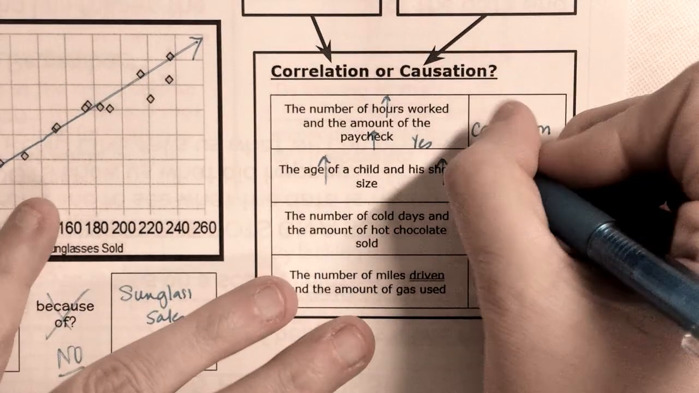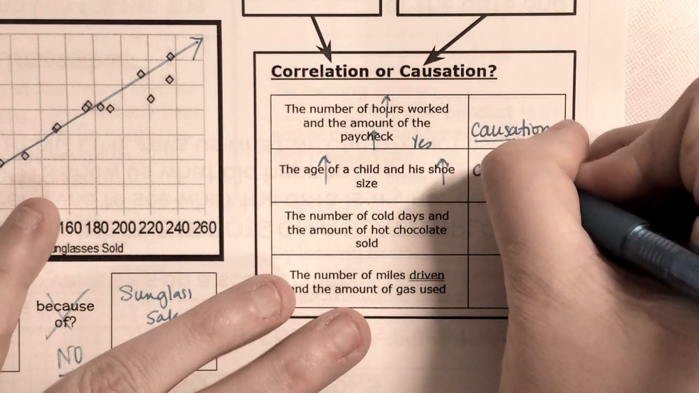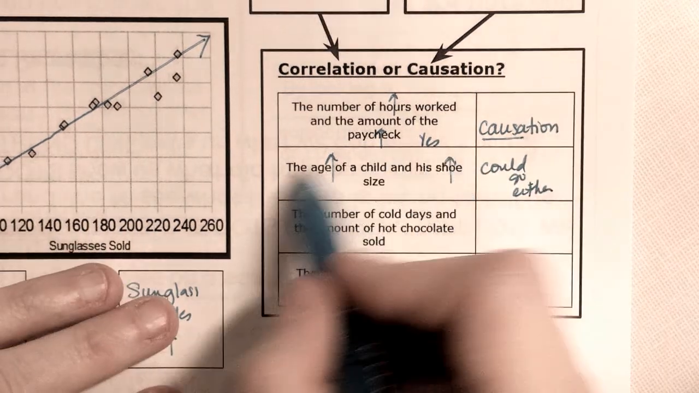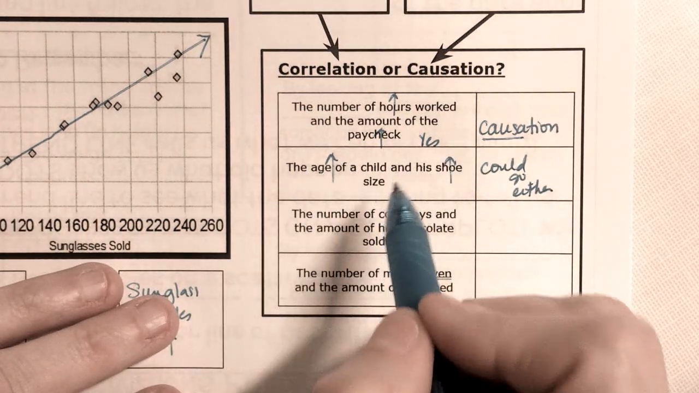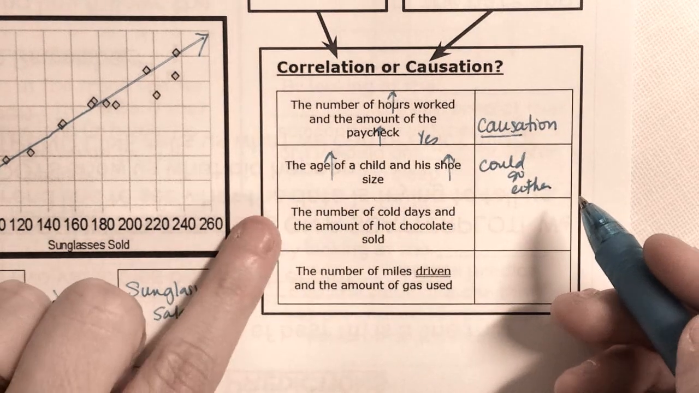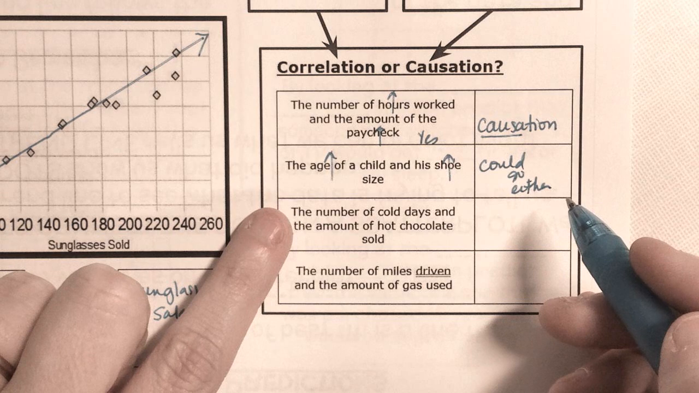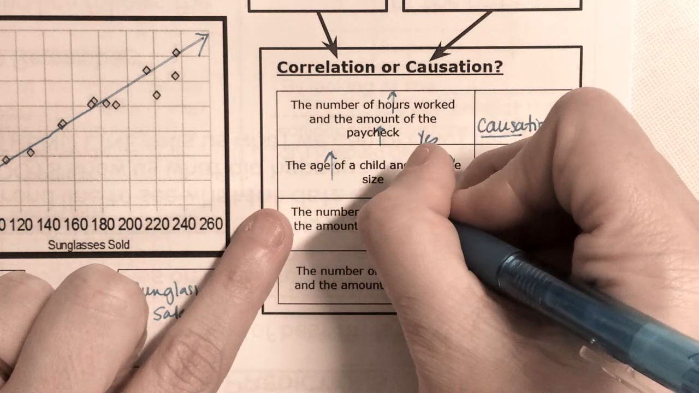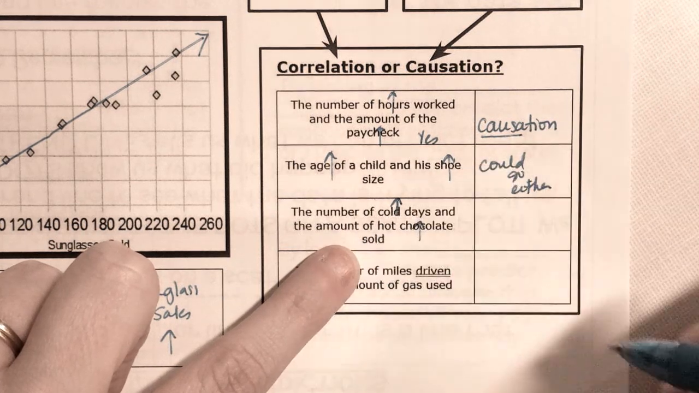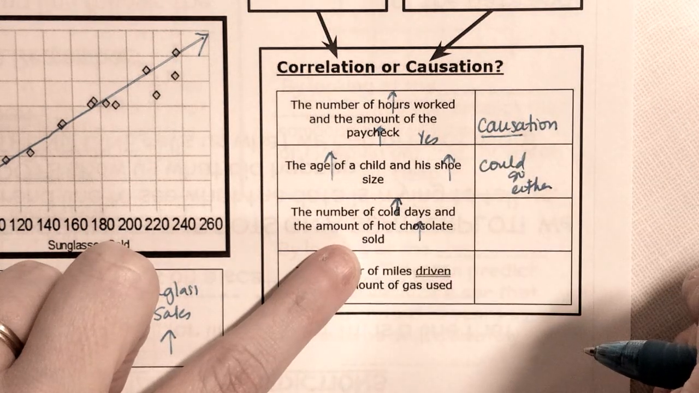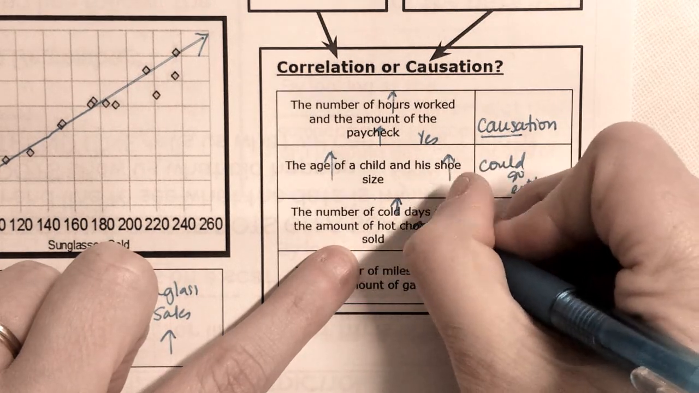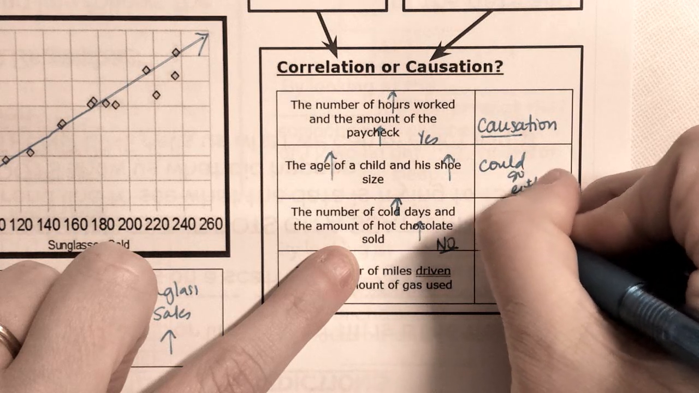So this one could go either way, okay? And again, I wouldn't expect you to see something this ambiguous on your test. It's going to be pretty straightforward. If I change one, does the other one have to change? What about this one? The number of cold days and the amount of hot chocolate sold. As it gets colder, do I sell more hot chocolate? Yes. But on a cold day, do I have to buy hot chocolate? No. So this is just a correlation.